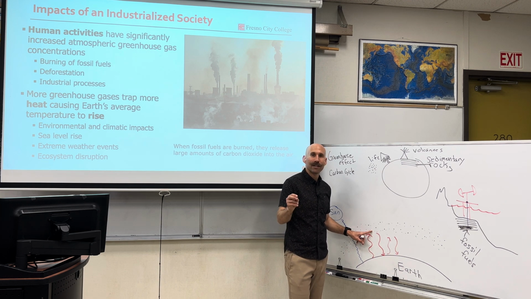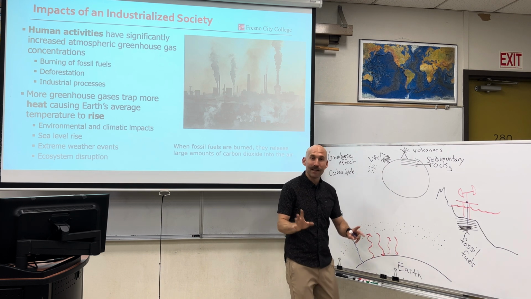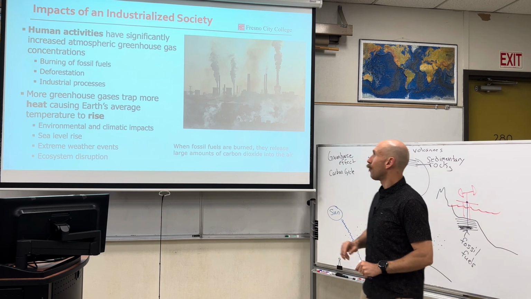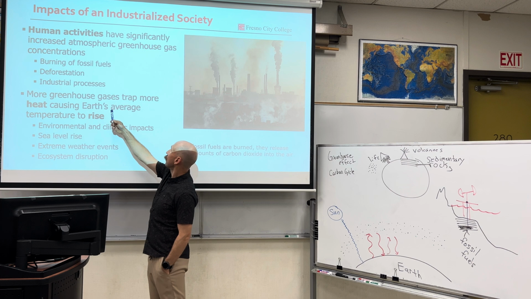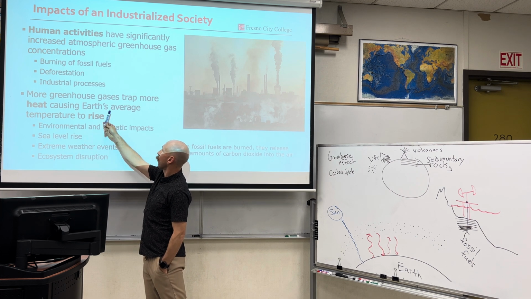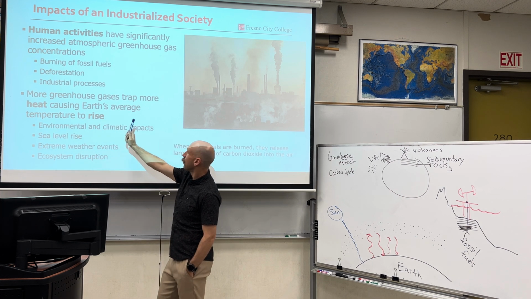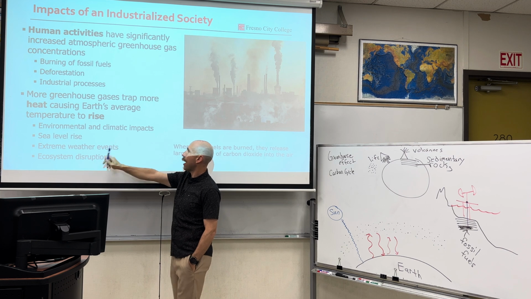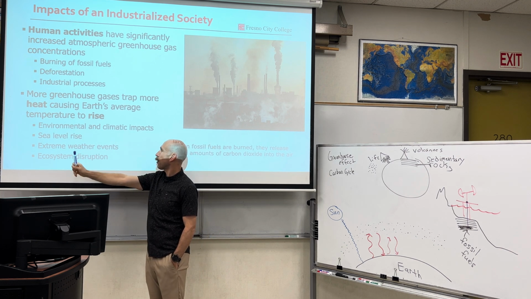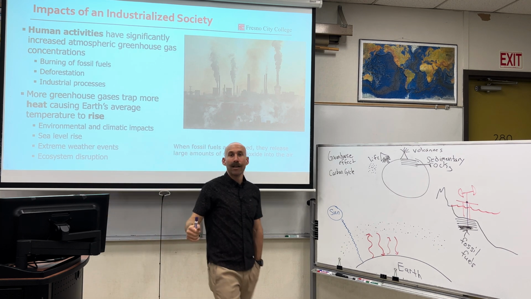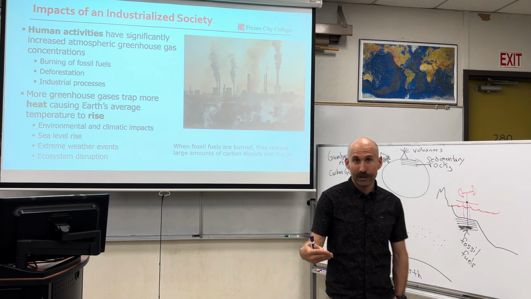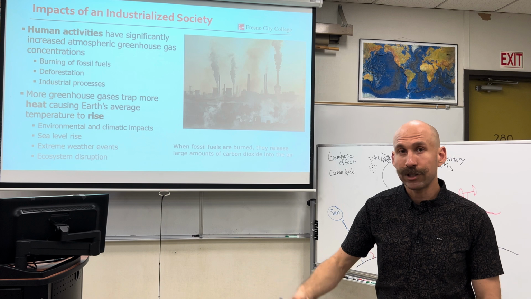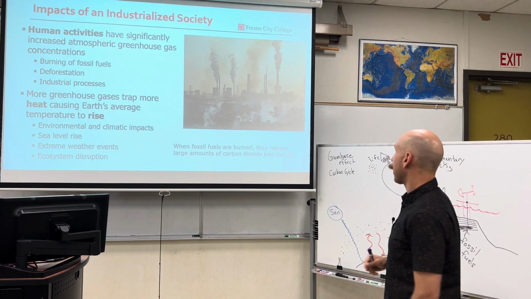Earth surface temperatures increase. That's not the only thing, but that is one impact. So more greenhouse gases trap more heat, causing Earth's average temperature to rise, leading to environmental and climatic impacts: sea level rise, extreme weather events, ecosystem disruption. This is the short list, but the long list of effects due to anthropogenic climate change is quite extensive.